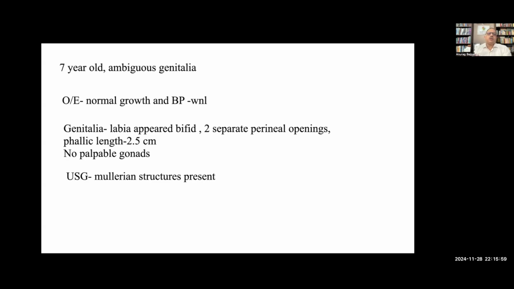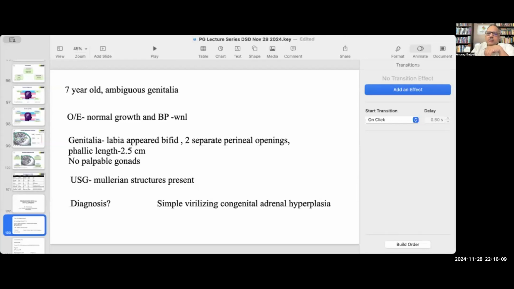So we have a 7-year-old child who comes to us with gonads absent and Mullerian structures present. I think people are answering the question, so we'll see if there are any answers there. So this is looking like CAH. Do you agree, Vibha, with that diagnosis? Sir, definitely this is CAH, but on the examination there is no growth failure, so it's more likely not to be a classical CAH. It can be a form of simple virilizing CAH. So we can say this is a CAH.